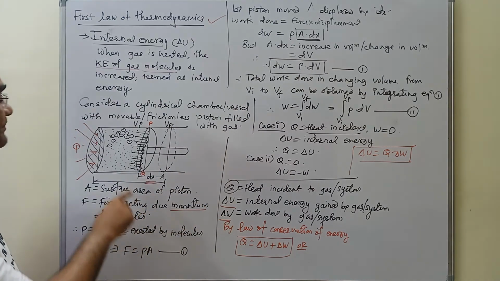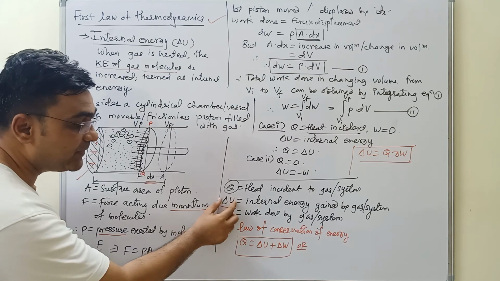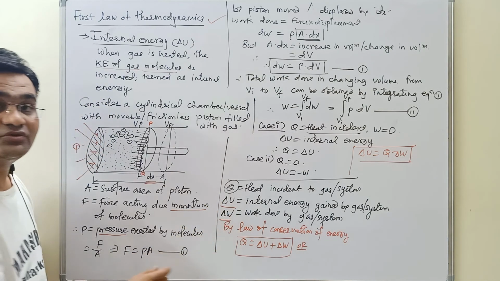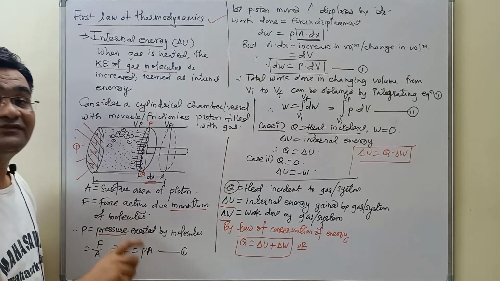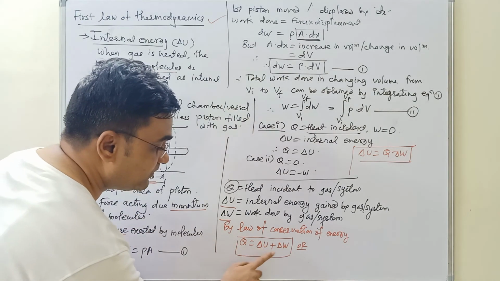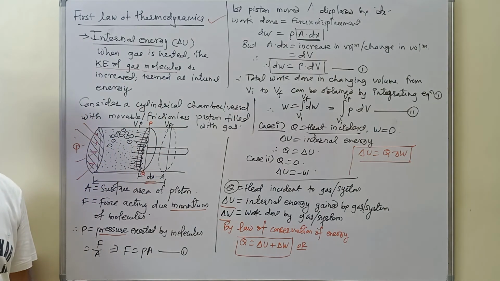So in that case, the heat provided by us is divided into two important parts. Some part of the energy is used to gain internal energy and some part is used to do the work by the system. In that case, we consider Q equal to delta U plus delta W. This equation is called the first law of thermodynamics.